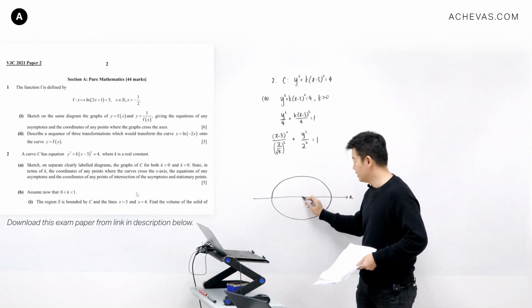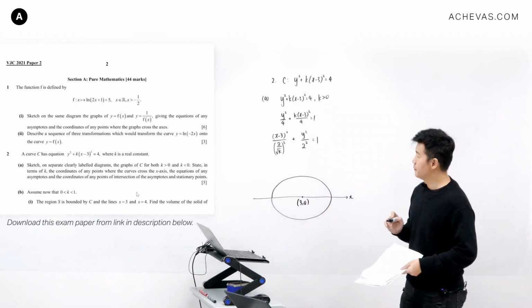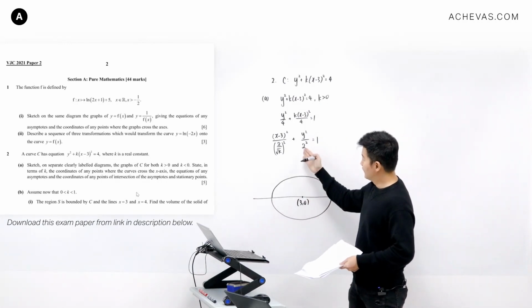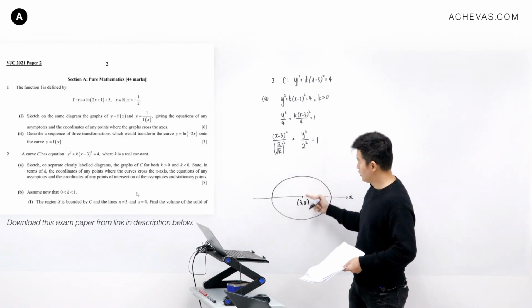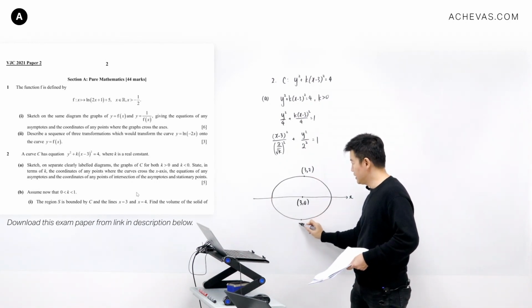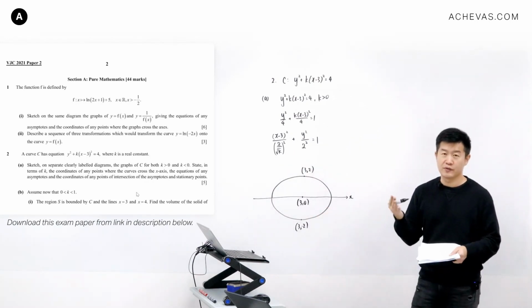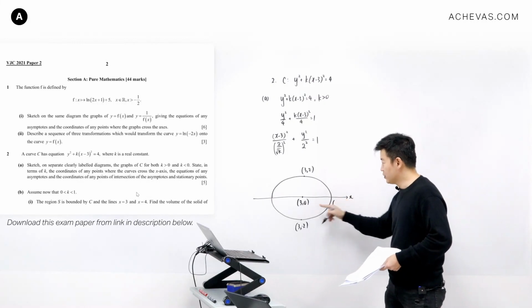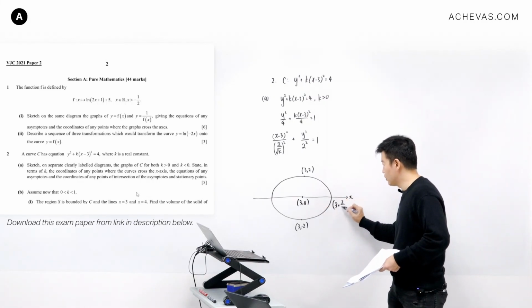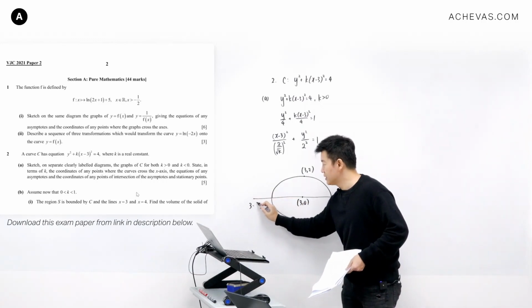The center here is going to be at (3, 0), and the vertical radius is 2. So (3, 0) will become this point. The highest possible point here is (3, 2). The lowest possible point here is going to be (3, -2). The horizontal radius is 2 over square root of k. So this point here is going to be (3 + 2/√k, 0), and this point here is going to be (3 - 2/√k, 0).